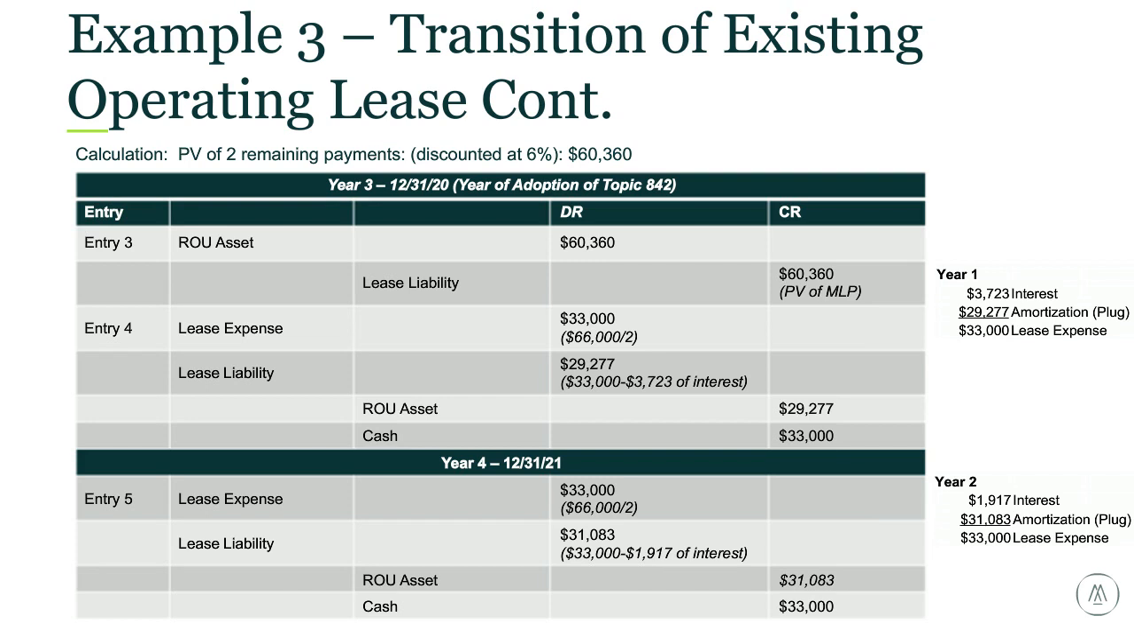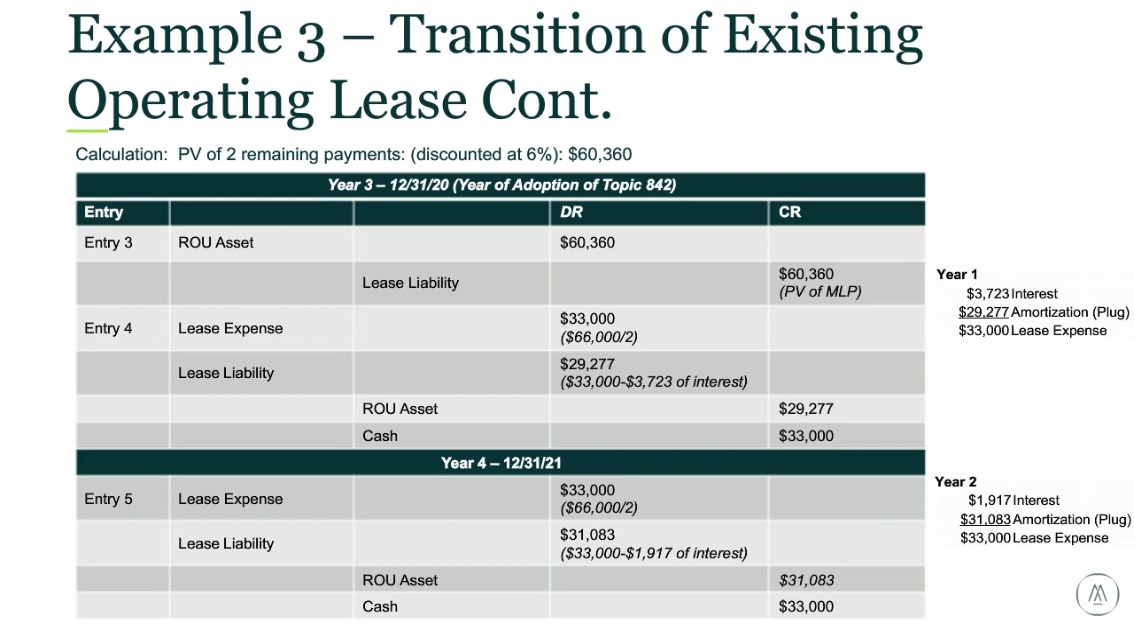Okay, so you're going to debit your right-of-use asset for $60,000. You're going to credit your lease liability for $60,000, and then you've got lease expense. Again, on an operating lease, it's going to be straight line. So I take my total payments divided by 2, and I get to 33. And then I've got my lease liability being reduced by the interest component as well. So we're back to that same straight line recognition requiring you to plug the amortization expense on your right of use asset to achieve that straight line recognition.